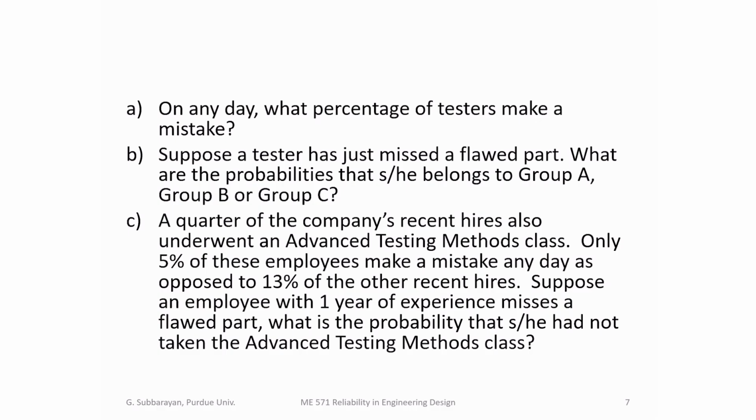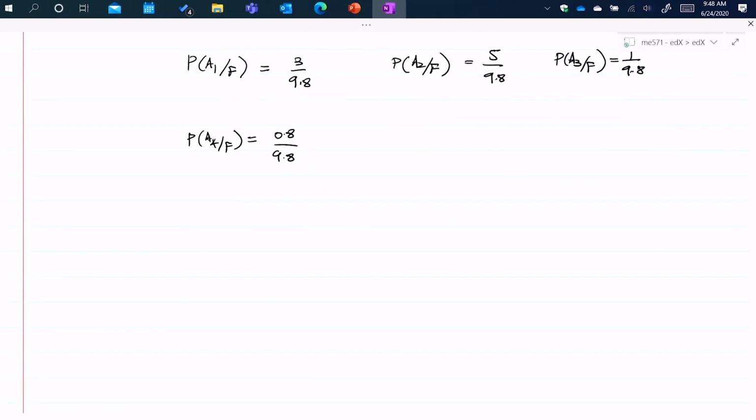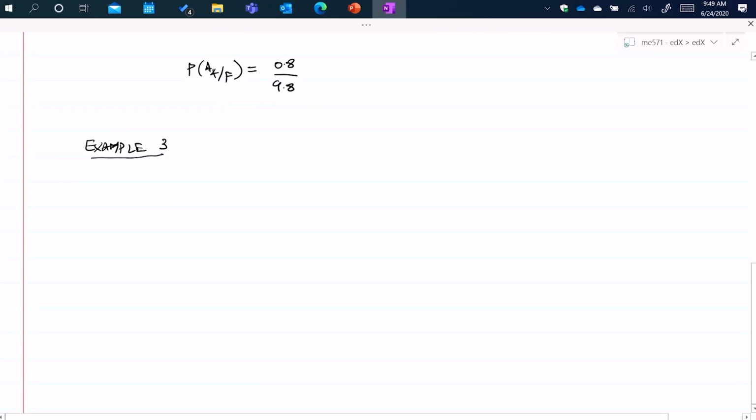In problems of this nature, it's critical to define events, and if possible, also to graphically depict the problem using Venn diagrams, as I will show here. So we are going to define events. Event A is the employee belongs to group A. B is the employee belongs to group B. And C is the employee belongs to group C.